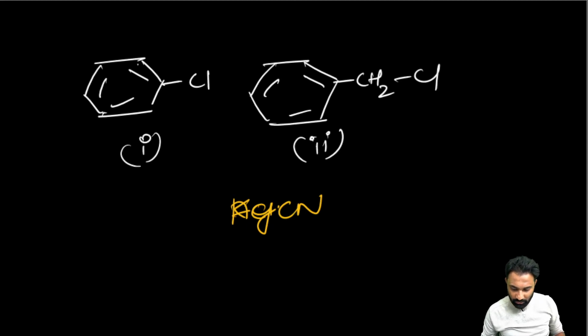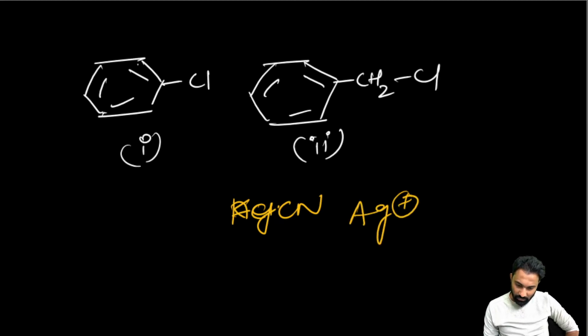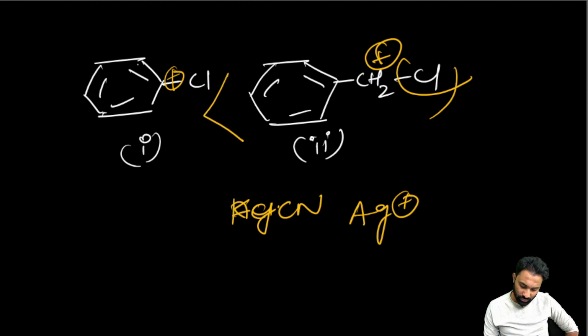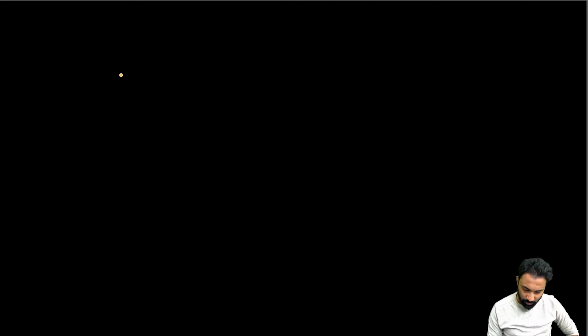Now, among the 1 and 2, which is the answer? What is the answer? Right, this Ag plus ion will produce a stable carbocation, right? Here the carbocation is unstable, so the 2 is more stable.